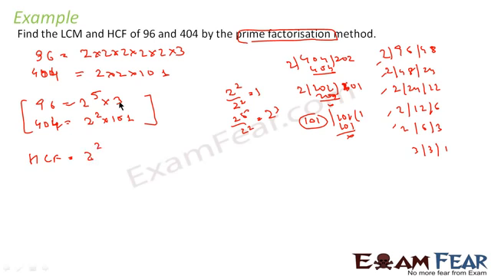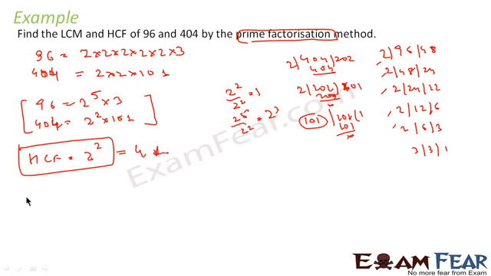3 to the power 0 and 2 to the power 1, the highest common is 1 only, so we ignore this, and we ignore 101 also, because 101 is also not common, correct? So we'll say the HCF of this is 2 to the power 2, that is 4. That is the answer, correct?